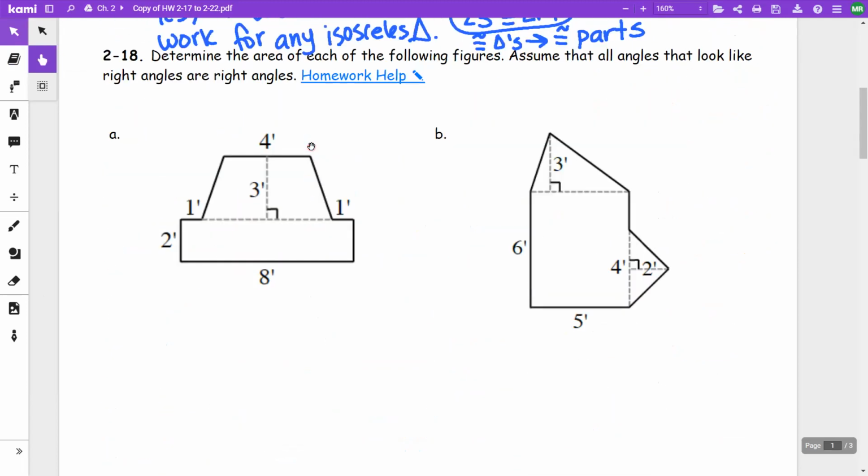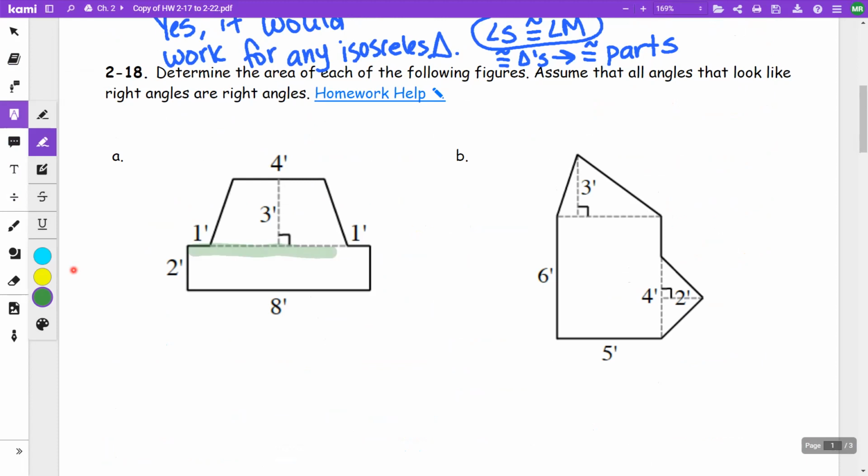So looking at 2-18, this problem is not dealing with proofs. This is dealing with area. We have irregular shapes that we're going to find the areas of the pieces, and maybe break these up into different shapes. So for this first one, I am going to be dealing with this rectangle and this trapezoid. And I'm going to be finding the area of each of these.